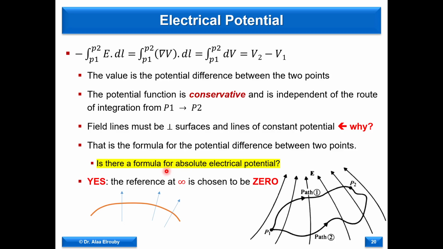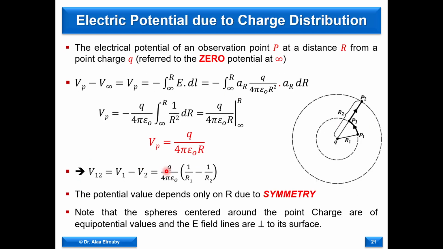The answer is yes. Scientists agreed that we will consider the electric potential at infinity to equal zero. So this is the absolute point, and based on that we can find the absolute electric potential for any point as the potential difference between the point and infinity. So now let us go into more details.